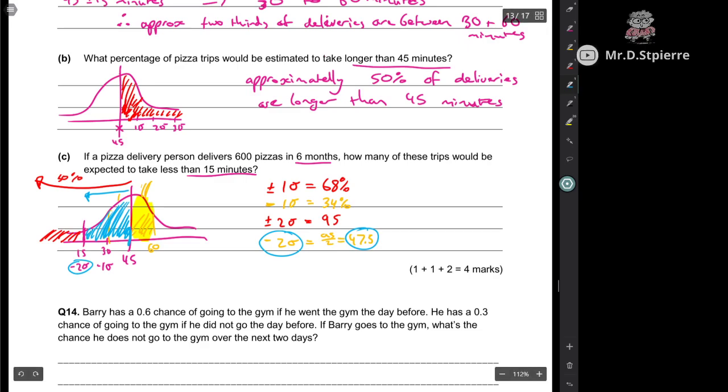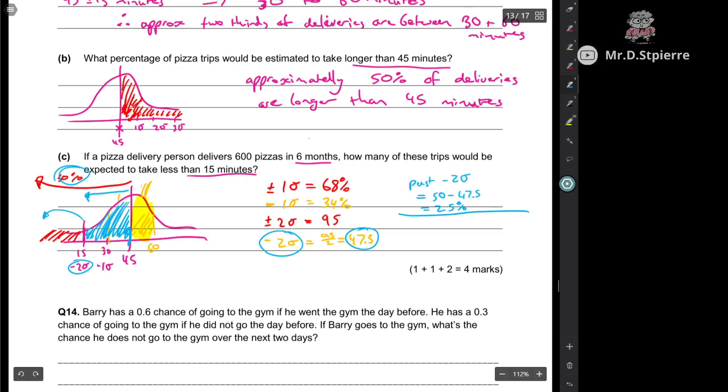But I don't want the blue zone, I want the part after it. And this is where knowing that the bottom half is 50% helps. If we want the area past negative 2 standard deviations, that is equal to 50 take away the 47.5 in the blue zone, which leaves me with 2.5%.